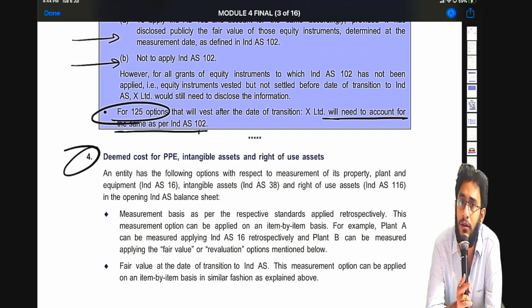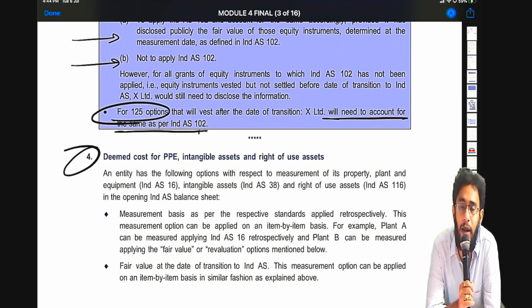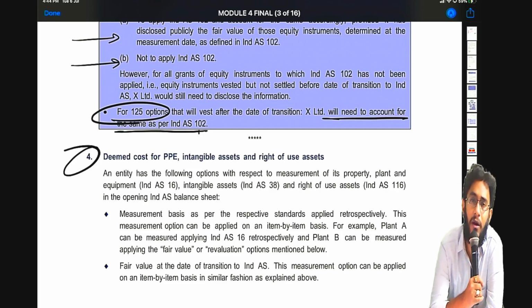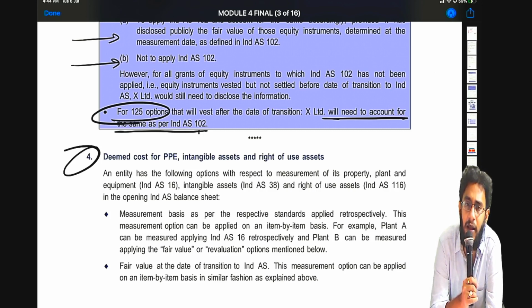Number 2. The third option is, whatever carrying amount was there under AS, that amount as it is we will accept. Whatever carrying amount you have under accounting standards, we will accept as a starting point. Sir, in that I applied AS principles, so? Doesn't matter. This is a very very huge relief, in fact, given.